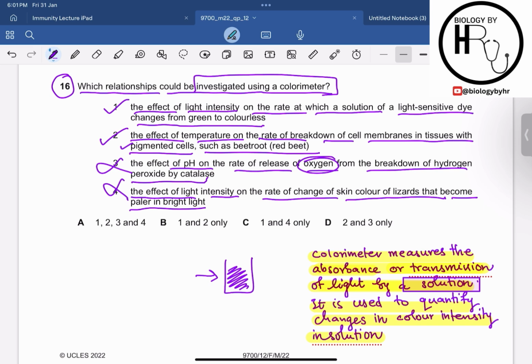So the correct answer for this MCQ would be option B, 1 and 2 only. I hope that it makes sense.